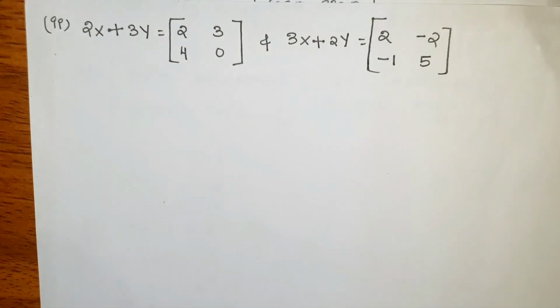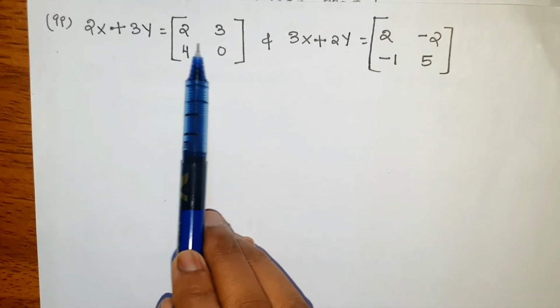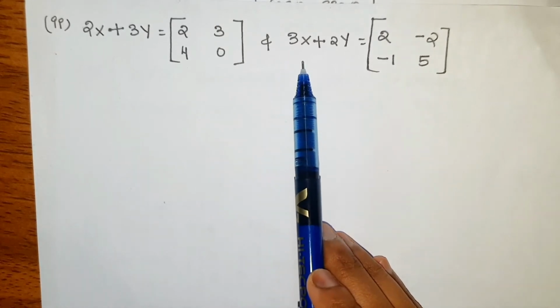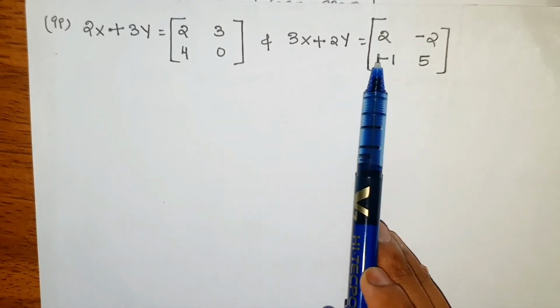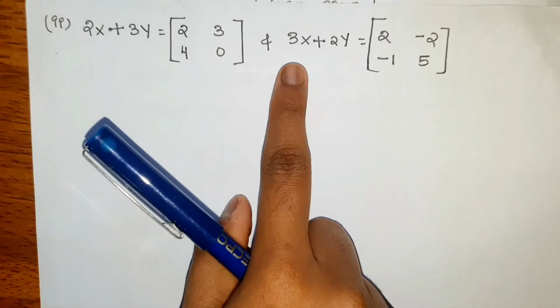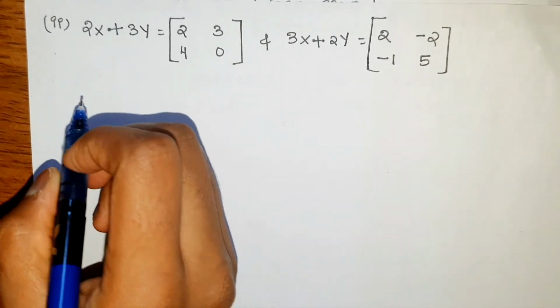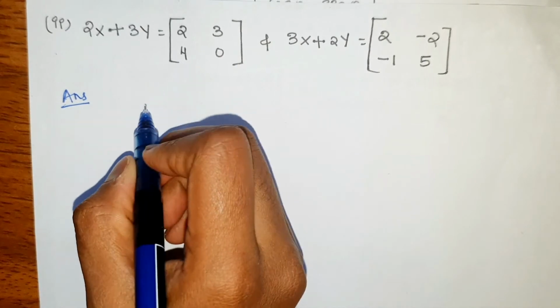Okay students, next question. 2x plus 3y is equal to [2 3; 4 0] and 3x plus 2y is equal to [2 -2; -1 5]. So we have to find the values of x and y. Here if we are doing addition or subtraction, it won't cancel anything because here it is 2x and here it is 3x. Here it is 3y and here it is 2y. So I am writing it down here.